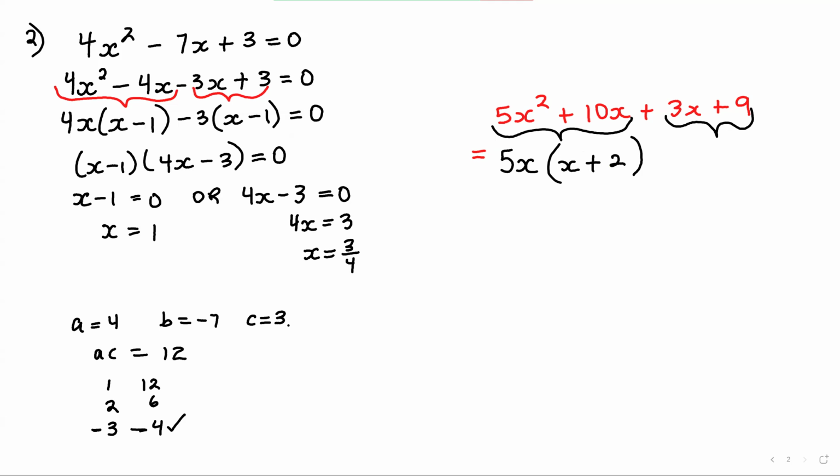Right? And then I bring down this plus sign. What about 3x and 9? What's the common factor there? 3. And then what goes in the brackets? x will go in the bracket and then 3 will go in the bracket. So what? Tell me the full term. So x plus 3.